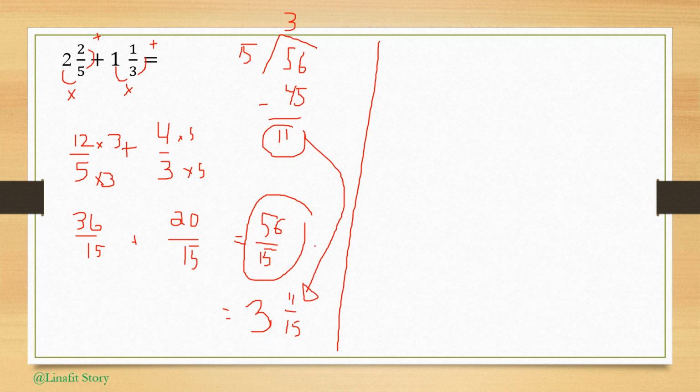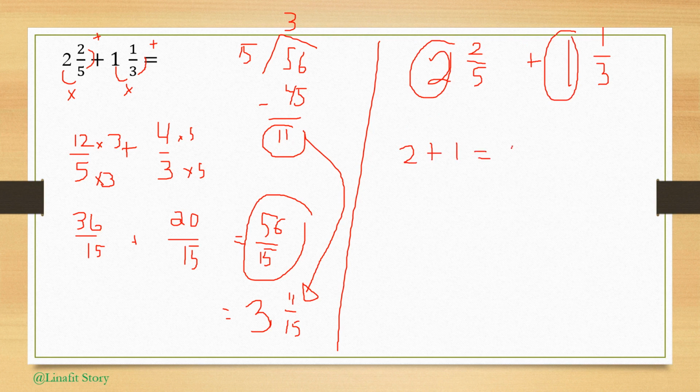Another way to solve this question is 2 out of 5 plus 1 out of 3. So you add the whole number, 2 plus 1 equals 3. Then after that you add the fractions. So 2 out of 5 plus 1 out of 3. So this equals, we'll make it into out of 15.